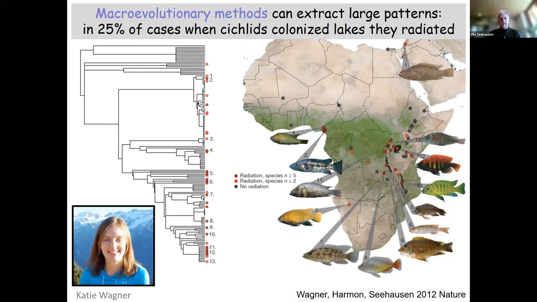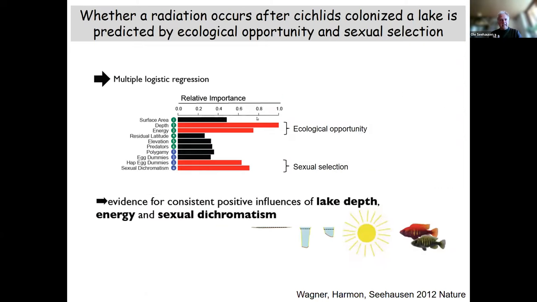We also collected for each of these lakes many environmental variables. We collected for each of these lineages many trait variables. We tried to use the comparative method to identify variables that are correlated with the processes of diversification.